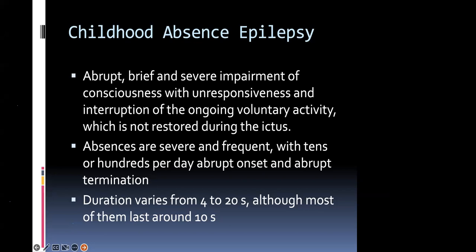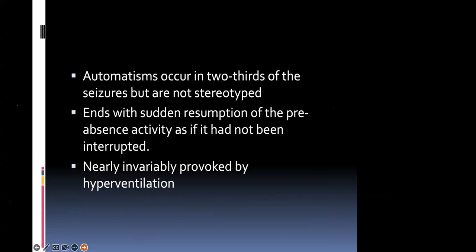You can see hundreds per day, and they have an abrupt onset and abrupt termination. Automatisms occur in 2/3 of the seizures, but are not stereotyped. If they are doing some activity, once the seizure comes, they stop the ongoing activity. Once the seizure ends, they resume the same activity, and they don't even remember that. It is nearly invariably provoked by hyperventilation.